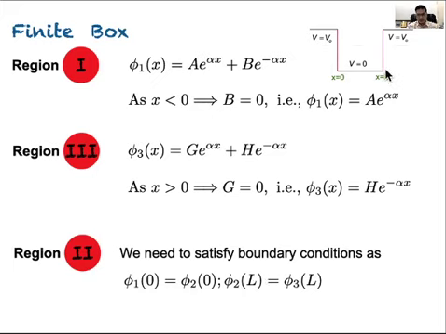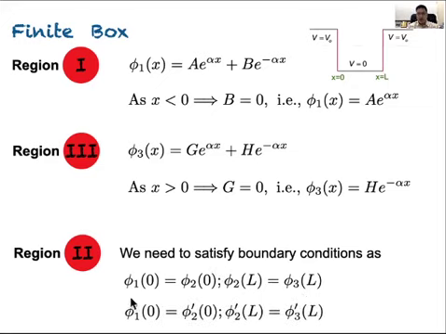The same applies for another boundary, which is at x equal to L, that phi 2 of L is equal to phi 3 of L. So once we apply this condition, let's see what we are going to get. Also, the derivatives of these wave functions are supposed to be equal. Okay, so they have to be continuous. The same as the wave function at the boundary is supposed to be continuous, and their first derivative is supposed to be continuous.